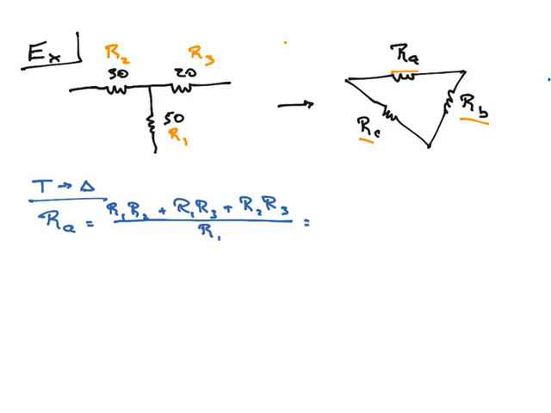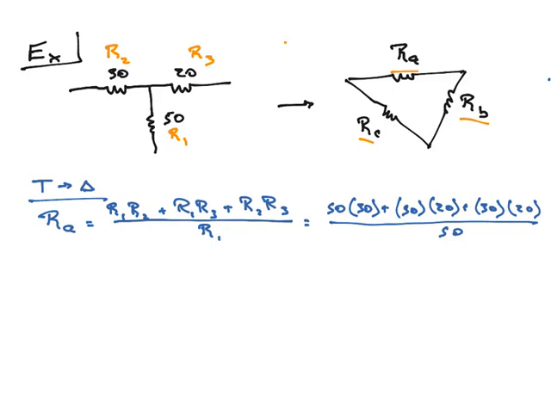So plugging numbers into this, R1 times R2, that's 50 times 30, plus R1 times R3, that's 50 times 20, plus R2 times R3, that's 30 times 20. All of that's divided by R1, which is 50. Now notice how important it is to label these things correctly.